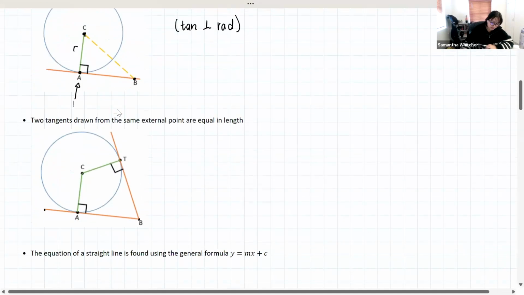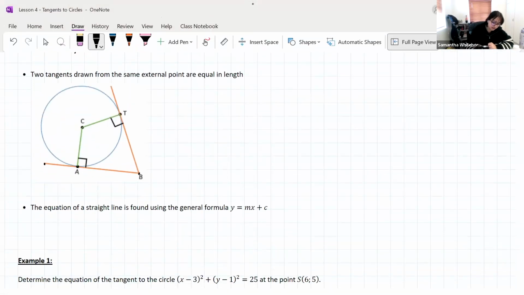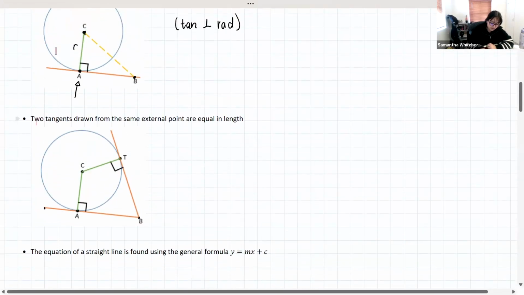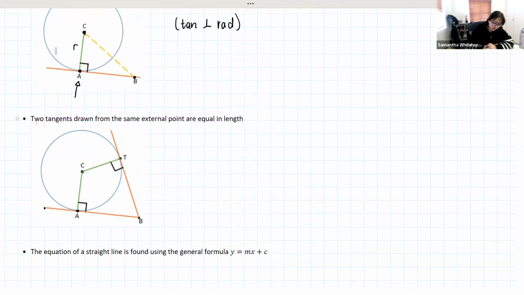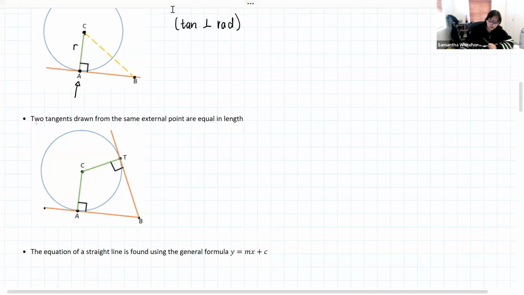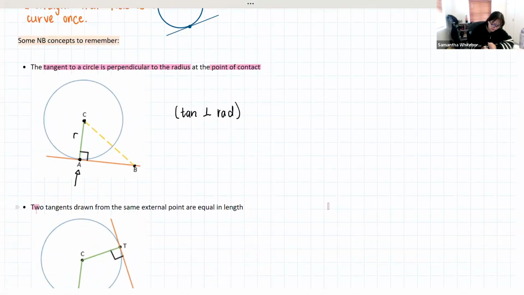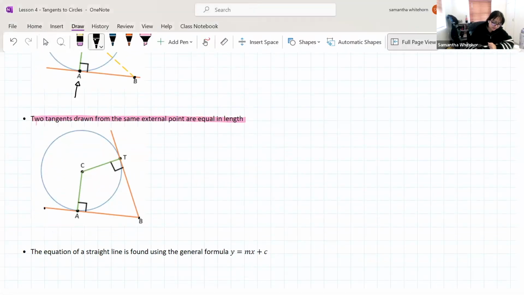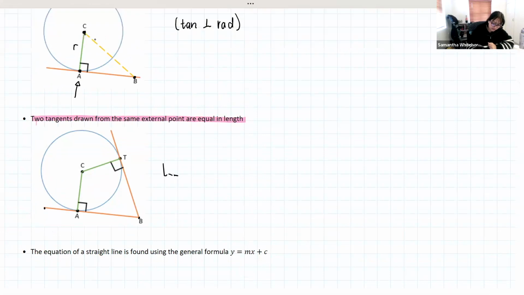Right, the next really important thing to know, I'll let you guys take a screenshot of all of this in a second, is the fact that two tangents drawn from the same external point are equal in length. Now this is, if you go back to your Euclidean geometry, your tans from common point reason.